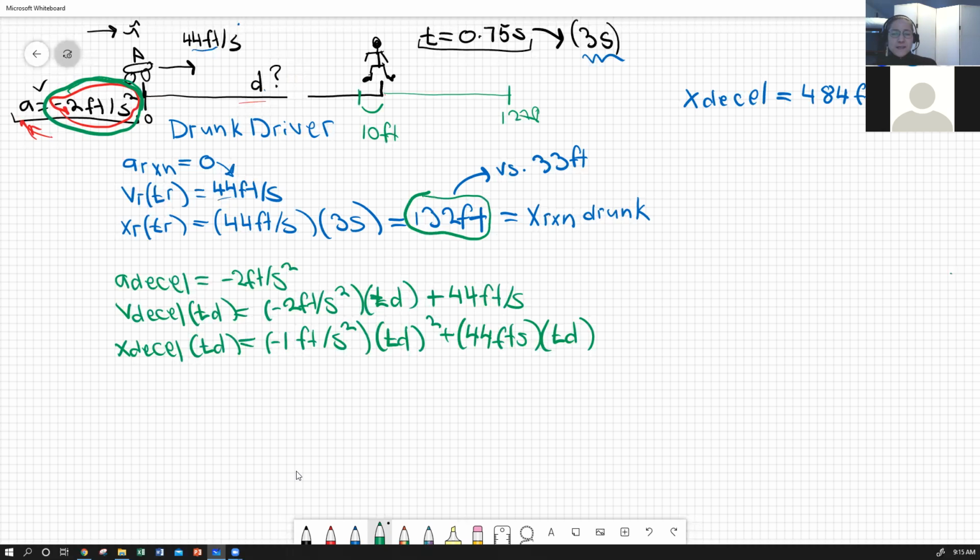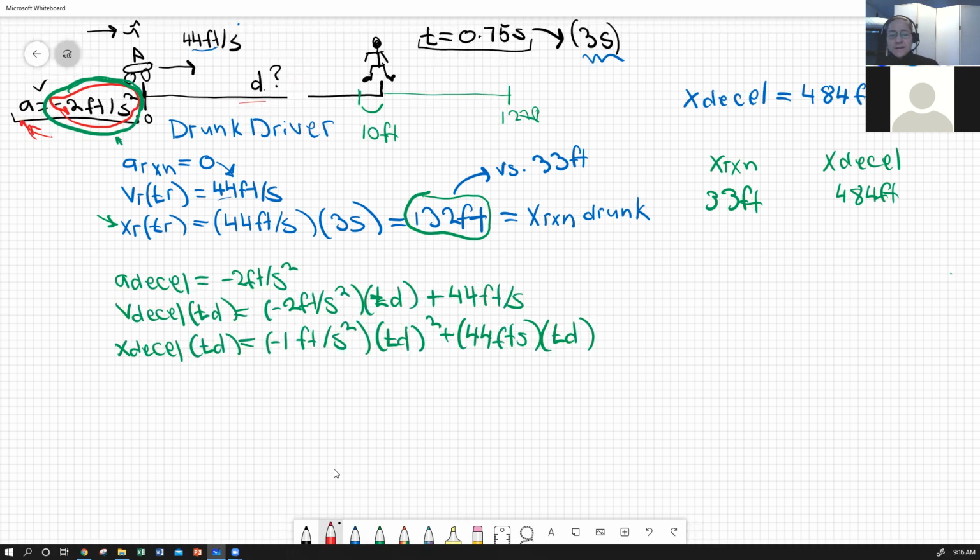So the key thing is this human factor, which we can't control as engineers, blew the acceleration component out of the water. Or at least it was a significant fraction. So we had 33 feet of travel during the reaction time to hit the brake versus 484 feet during the deceleration for the normal person.